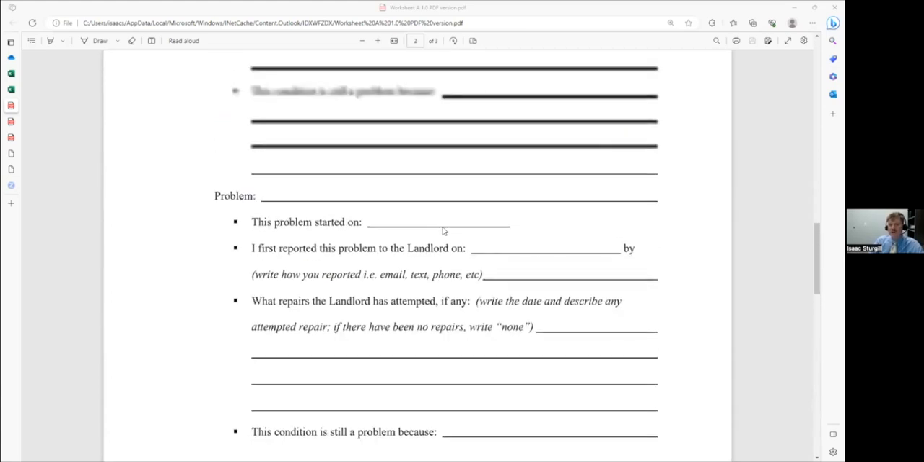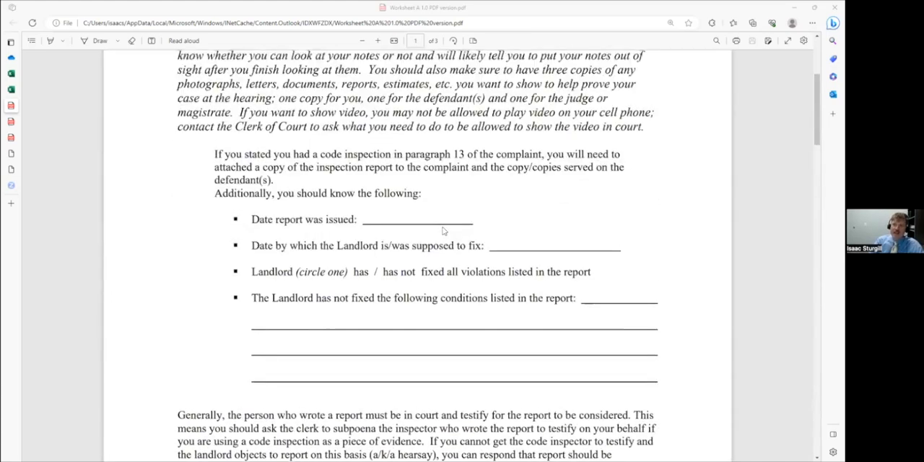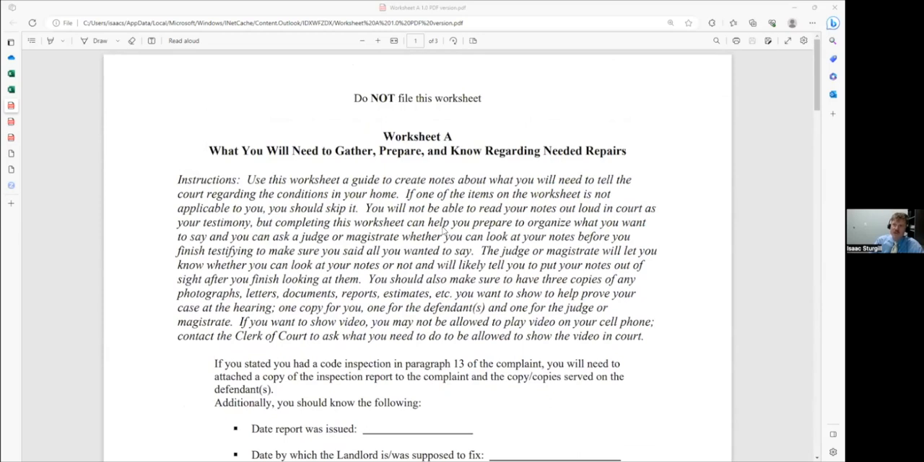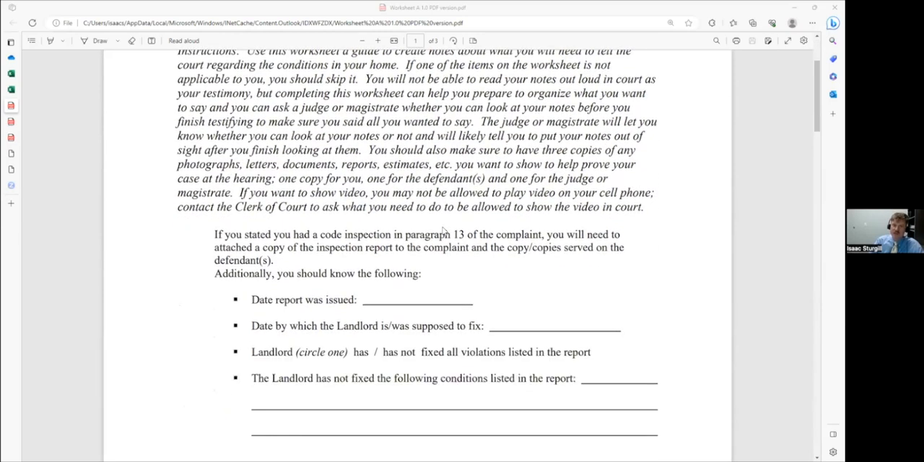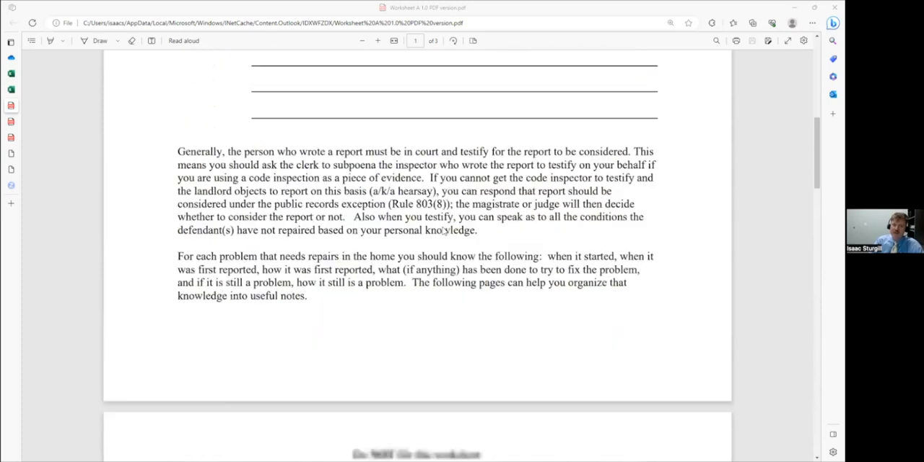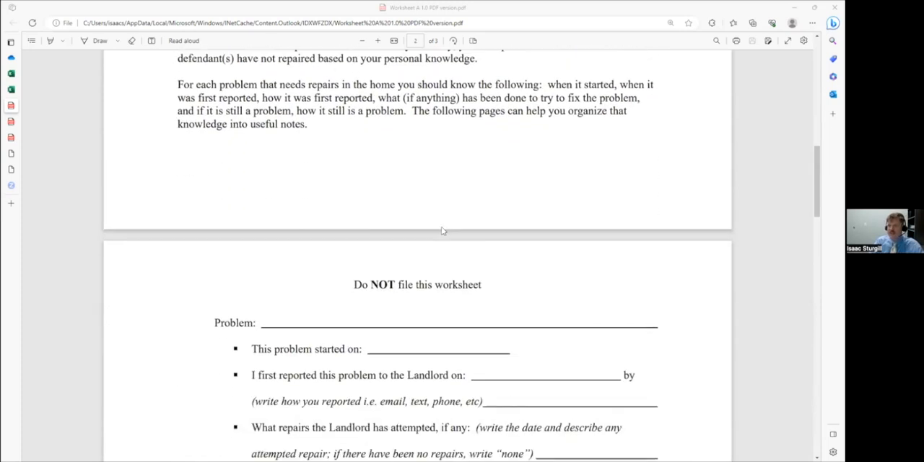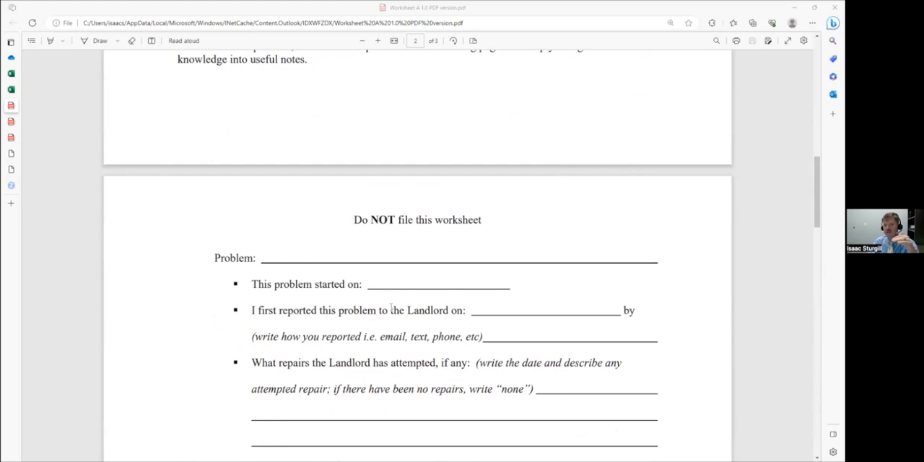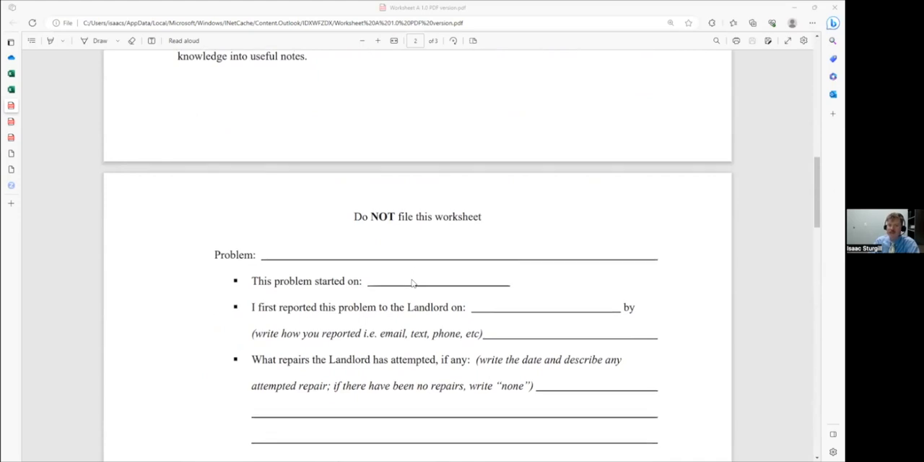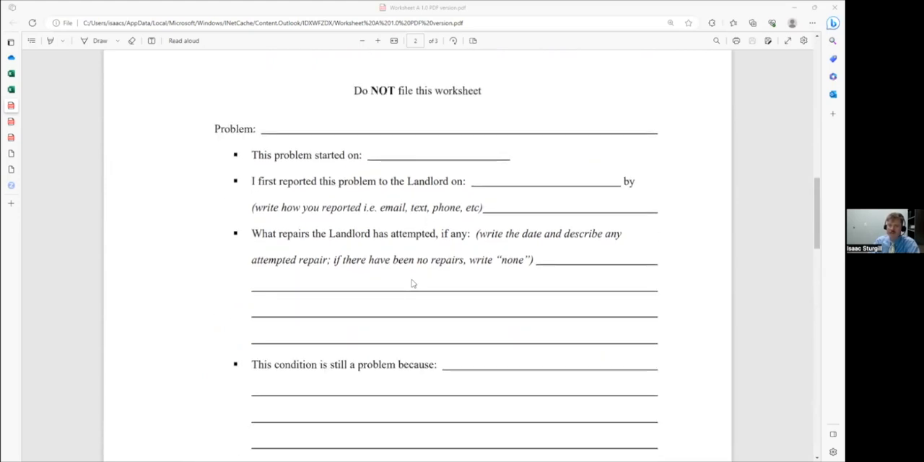One thing that this worksheet does not have on it, that it's also important for the tenant to explain to the court, is how the condition has affected the tenant's life at the property. So in addition to the dates and the different ways that the tenant has told the landlord about the problem, the tenant's going to want to explain how it's affected them. So like for the leaky faucet, for example, you could say, I hear it dripping all the time. It's annoying. It makes my water bill go up. And so my water bill is more expensive.